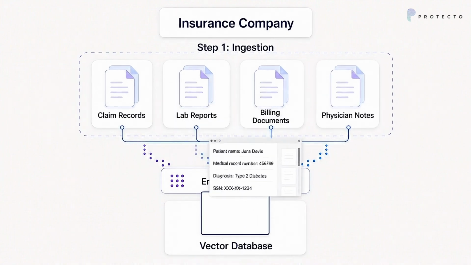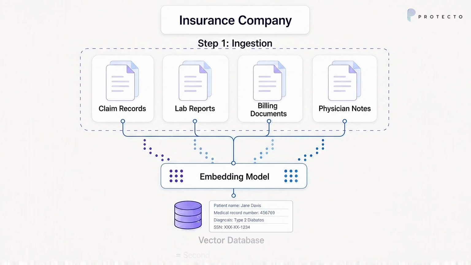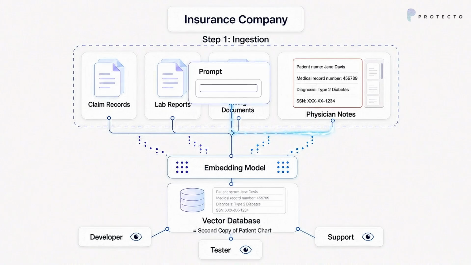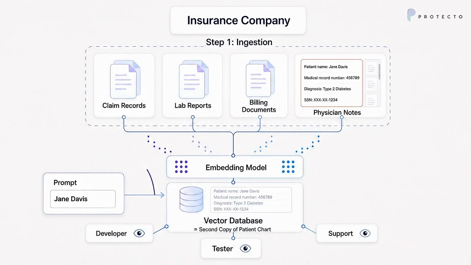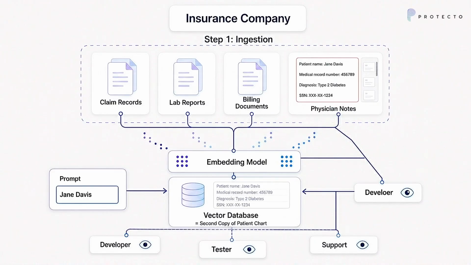So the vector database isn't a search index anymore. It's a second copy of the patient's chart, sitting wherever your AI stack lives, searchable by anyone with access to that database. That database is the quiet problem. The loud one shows up the moment someone actually asks a question. Ask the assistant about one patient and watch how many people end up seeing her name before the answer ever reaches a doctor.